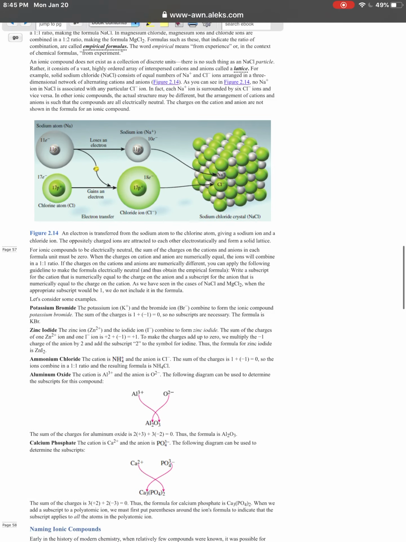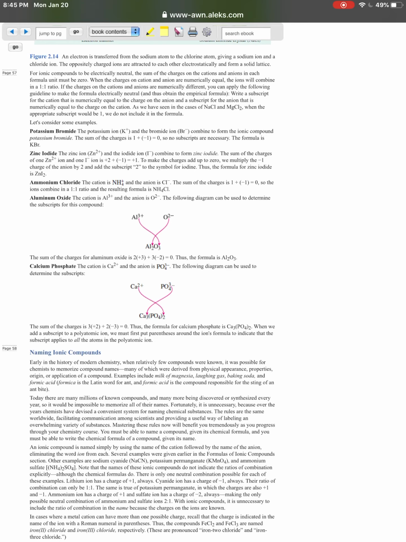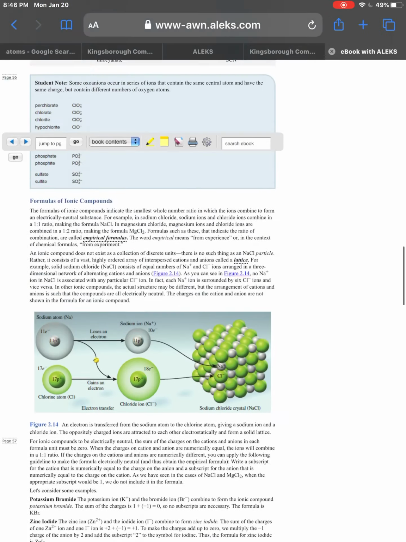What comes up next is how you write formulas from the ions. So this will be a task for you to learn how to do. You really want to read through here very carefully. Aluminum and oxygen is shown as an example. Aluminum has a charge of +3.